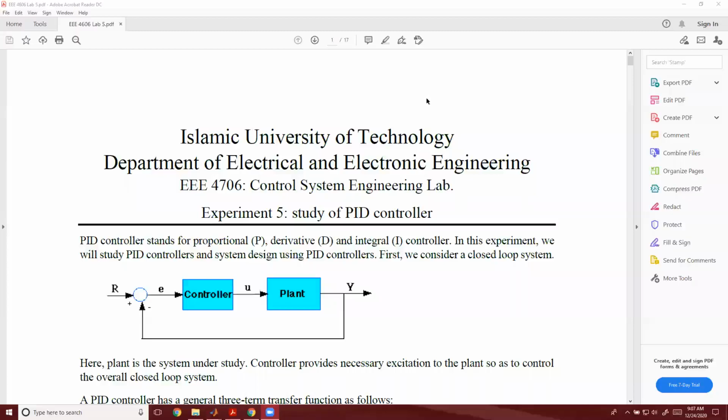So today is the last lab of this course where we study PID controllers. Does everyone remember in the last lab where we studied a lag controller at the end?